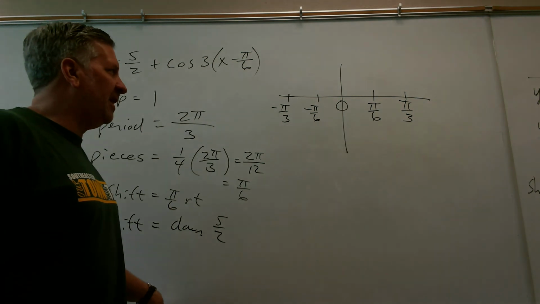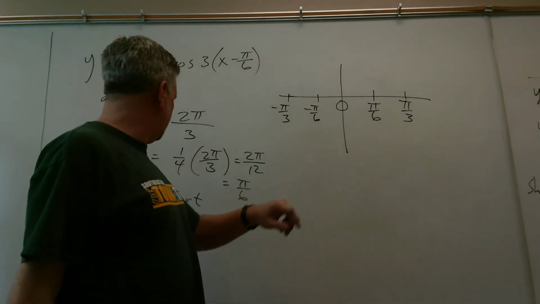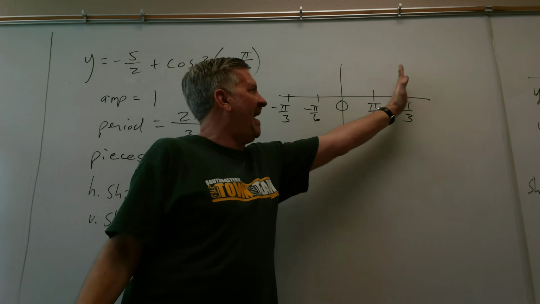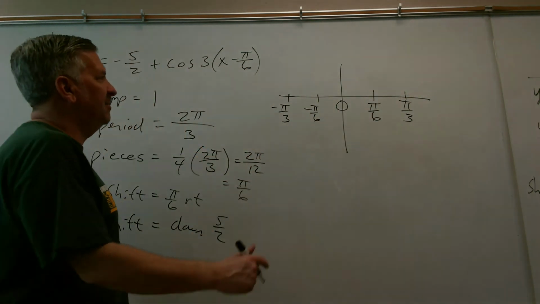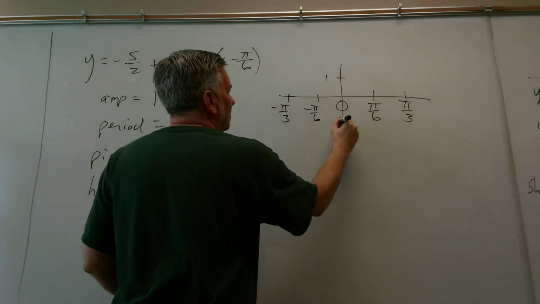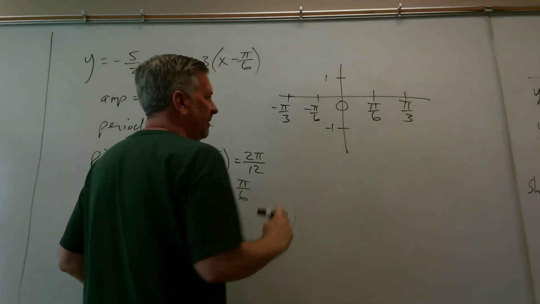Notice I'm adding and subtracting pieces from my shift point, which was pi/6 to the right. So I've added one piece to the right, and I went 3 pieces to the left. And my amplitude is 1. So without doing the vertical shift, I'm running from -1 to 1.